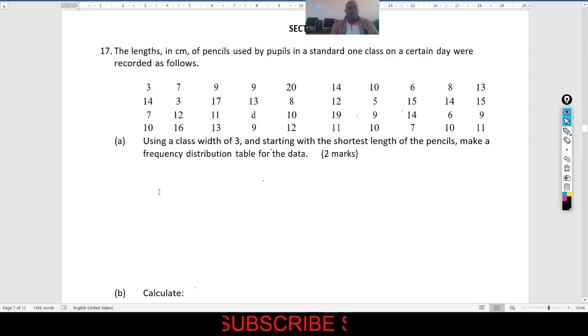Question number 17, I want to do a bit of correction on the question that we did, question number 8 of section A. The question was on similarity and enlargement. When you talk about similarity and enlargement, the question was talking about volume. You are given two similar solids with areas of 352 centimeters square and another one of 792 centimeters square.